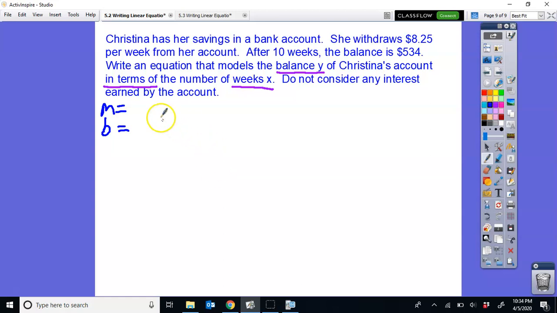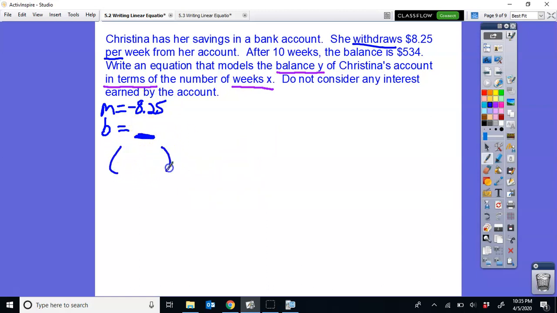Hopefully you realized that you could not find b. We don't know the beginning amount in Christina's bank account. We know after 10 weeks what she has. But we do know that she's withdrawing $8.25 per week. Keyword there, per, and withdrawing tells me that it is negative 8.25. That is how her bank account balance is moving down. So it's moving at negative 8.25 per week. So there's my m. But again, I don't have my b.